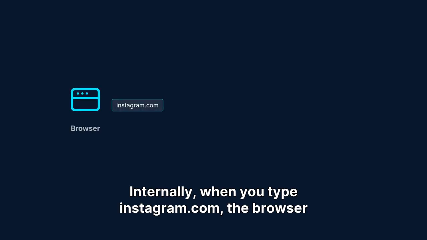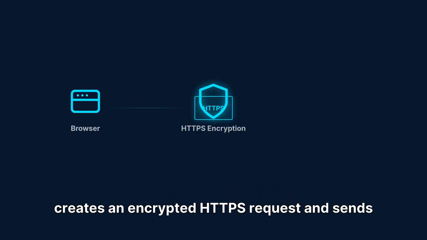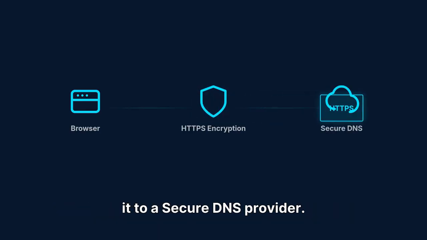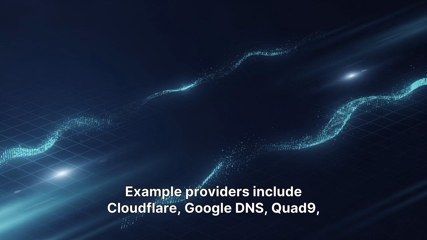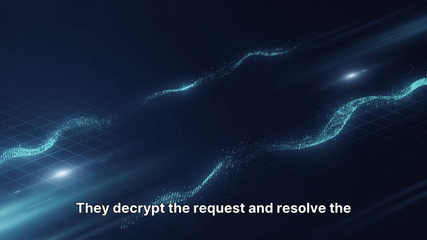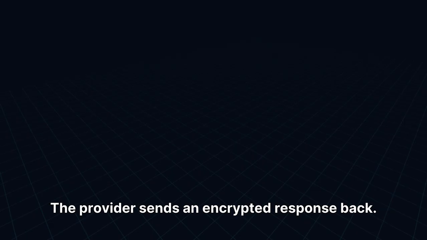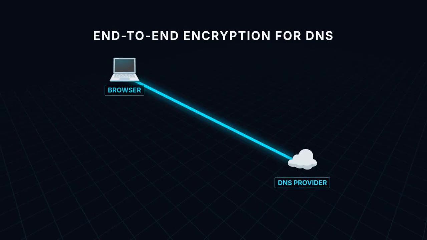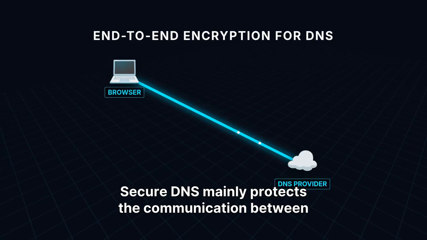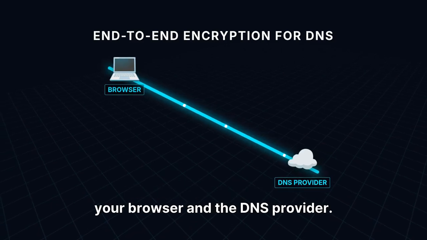Internally, when you type instagram.com, the browser creates an encrypted HTTPS request and sends it to a secure DNS provider. Example providers include Cloudflare, Google DNS, Quad9, and NextDNS. They decrypt the request and resolve the domain. The provider sends an encrypted response back. Secure DNS mainly protects the communication between your browser and the DNS provider.